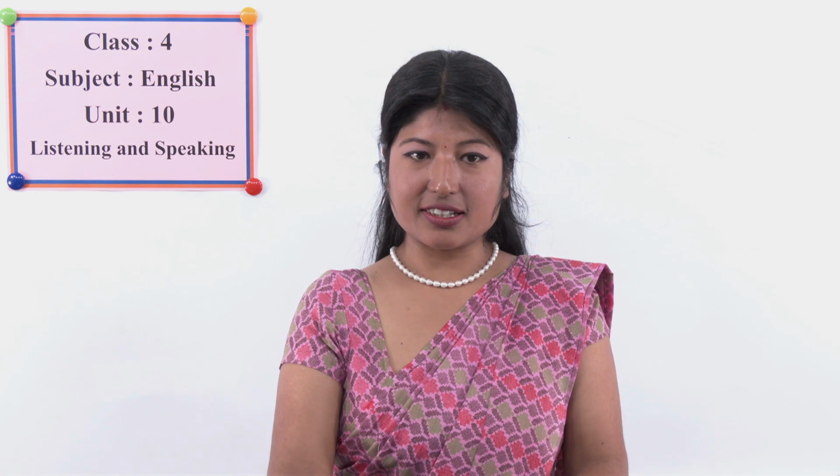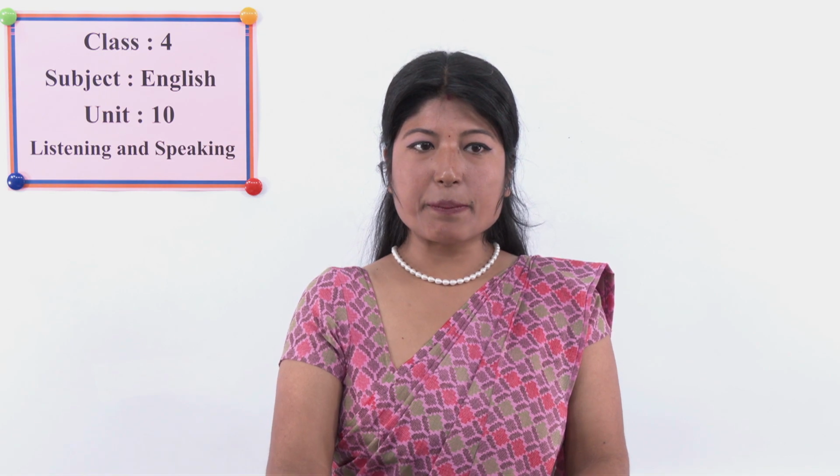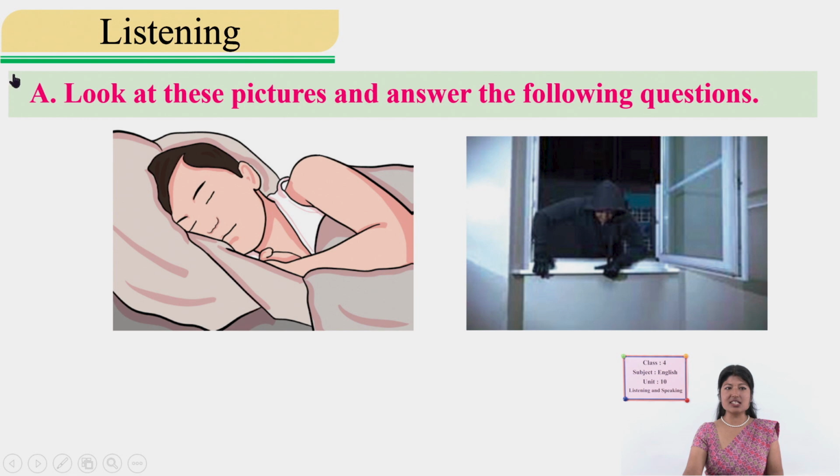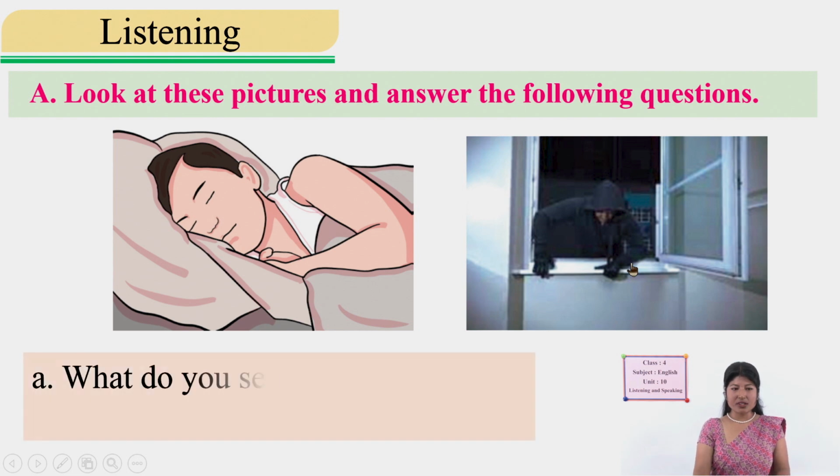Listening. What's there? Pre-listening activities. Let's start with pre-listening activities. Number A. Look at these pictures and answer the following questions. Observe carefully. Two pictures are there, picture number one and picture number two. It's dark, but it's clear what's going on over there. So, what do you see in the pictures?